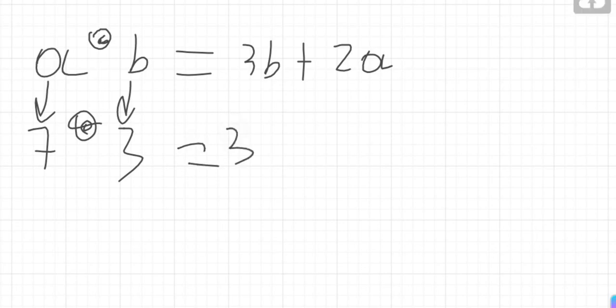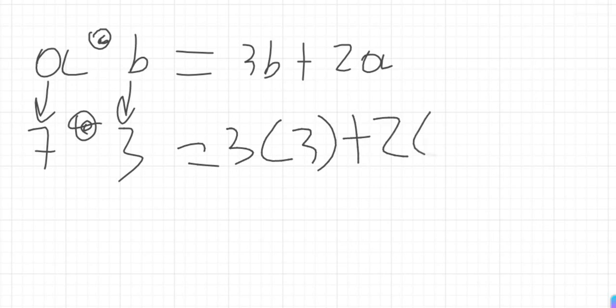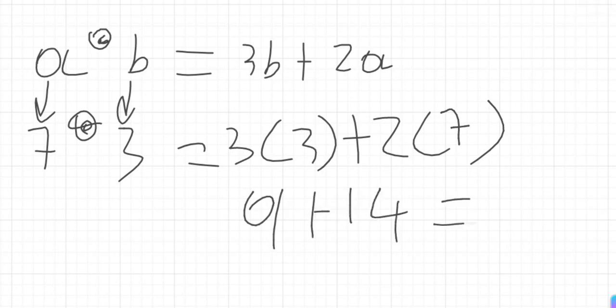So what we're going to use is 3 times b, which is 3, plus 2 times 7, because a is representing the 7 and b is representing 3. Then just go ahead and evaluate to give us 9 plus 14, and this will give us, let's see, 23.